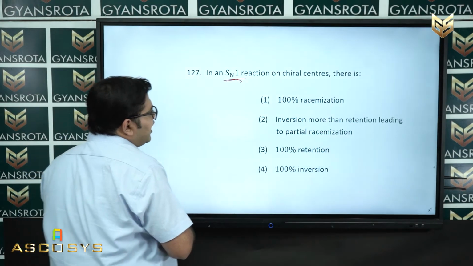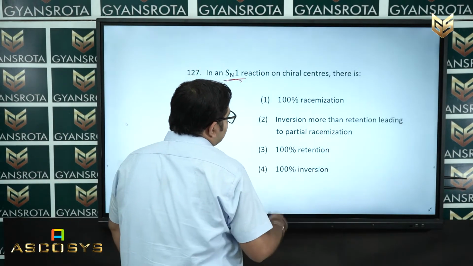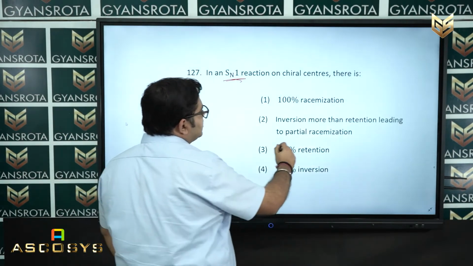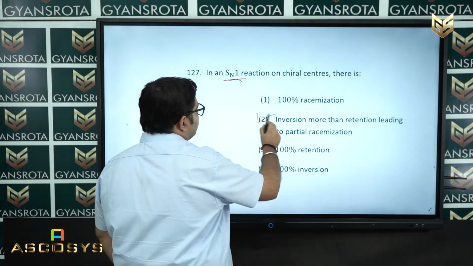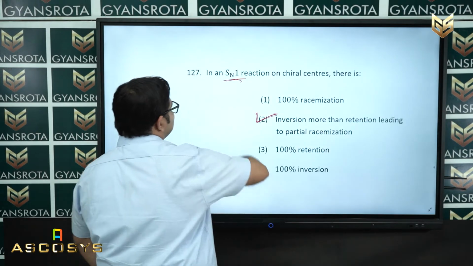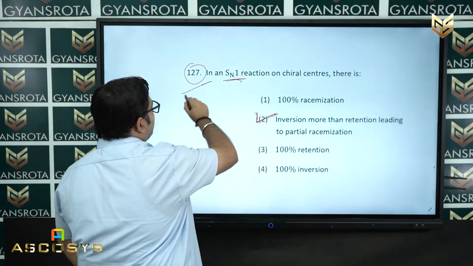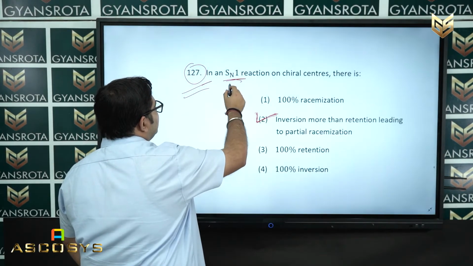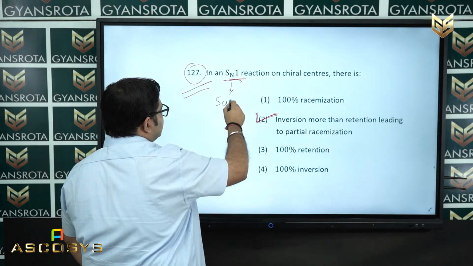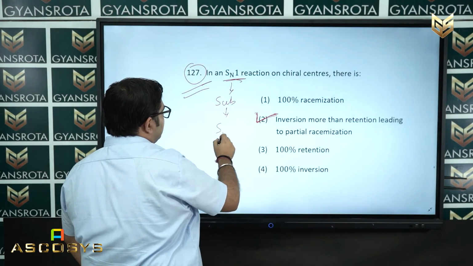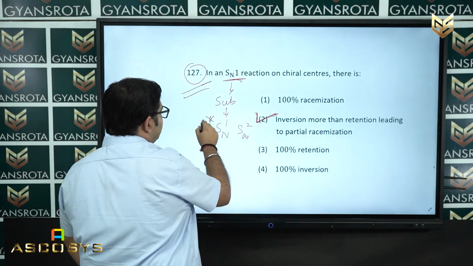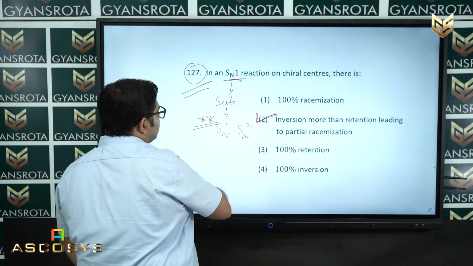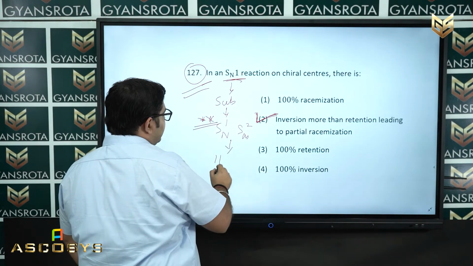If you see 100% racemization, no. Option number 2, inversion more than retention leading to a partial racemization, yes. Option number 2 is the correct statement for your question number 127. This is a substitution reaction. We know substitution is of two types, one is SN1 and another is SN2, and both are very important. This one is given in your class 11 NCERT book.